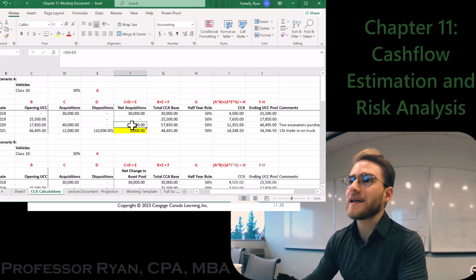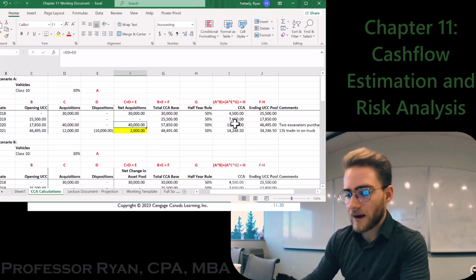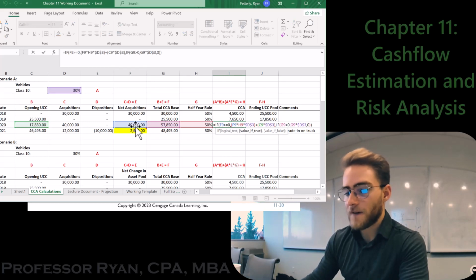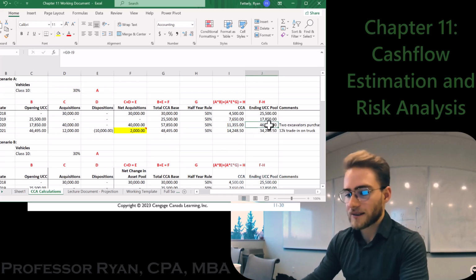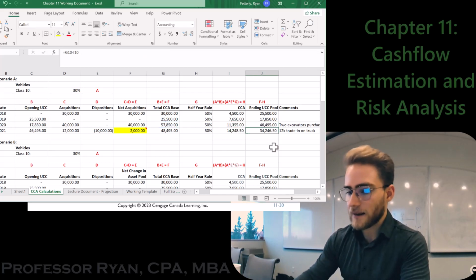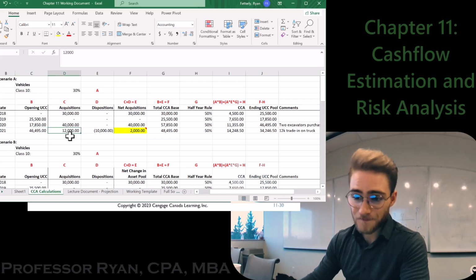So really, I only get to take 15% of this because I acquired it this year. So when I'm calculating my CCA for this year, it's 30% multiplied by this, plus 15% multiplied by my net acquisitions, and that gets me the $11,350, and that's what I can deduct on my current year's taxes. So I go the total base, subtract the CCA, and my ending UCC pool is $46,495. Carry this over to 2021.